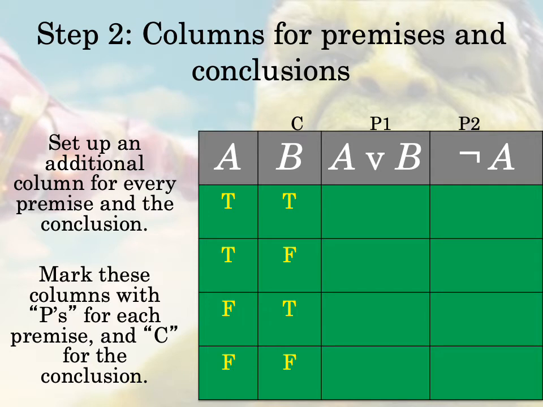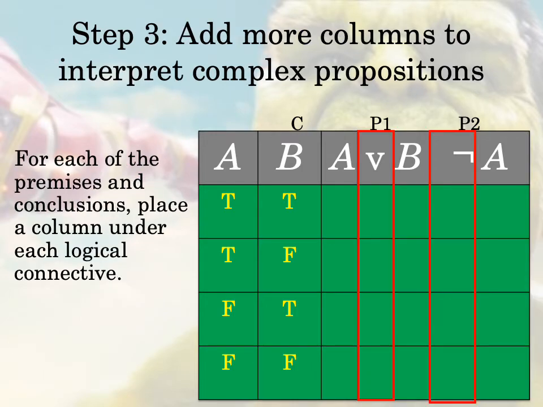Next, we're going to want to clearly mark which columns are the premises and which column is the conclusion. This is mostly for good bookkeeping purposes. Third step is we add more columns to interpret complex sentences. This looks a lot like what we did before. We just look for the logical connectives, right? Things like not and or, and we add an extra column there.